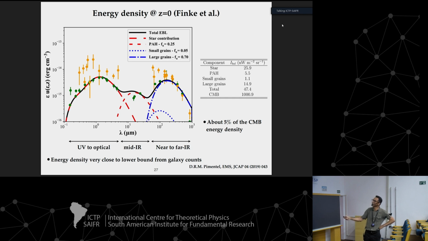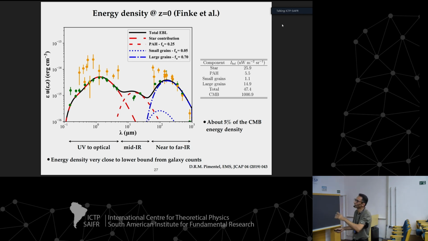And then you have all these other contributions, which appear in the mid-infrared and the near-to-far infrared. So this is dust. So this was dust heated in the galaxies and then re-emitting in the infrared. And you can see here three different contributions. There are complex molecules in the interstellar medium and two other types of dust. So this is a simple model in which you basically try to explain the EBL energy density with four components: stars and three types of dust grain in the interstellar medium.